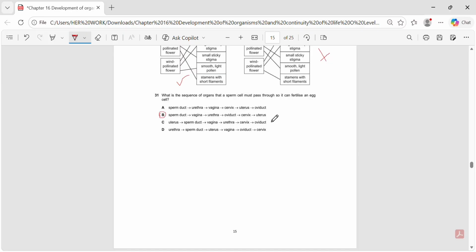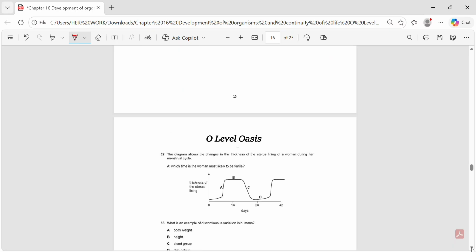In this sequence, sperm first travels through the sperm duct and then through the urethra. After entering the female body, it passes through the vagina, then the cervix, moves into the uterus, and finally reaches the oviduct, where fertilization typically takes place. Therefore, option B is the correct answer.